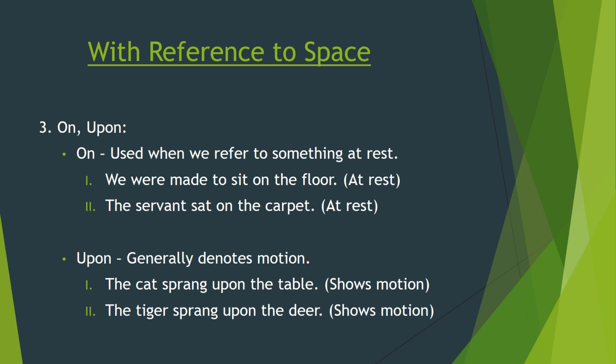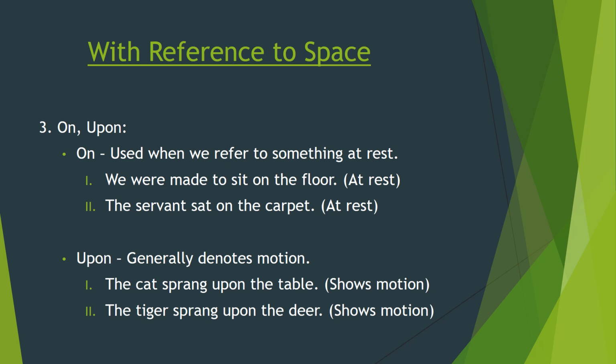Prepositions on and upon are used in the same way as the prepositions in and into are used with reference to space. On is used when we refer to something at rest. We were made to sit on the floor, at rest. The servant sat on the carpet, at rest. So in both the prepositions in and on, we are talking about subjects at rest.